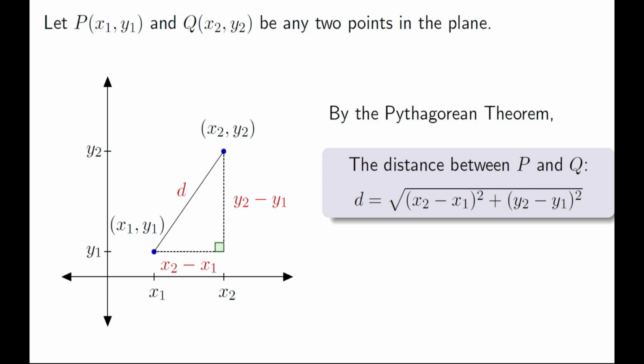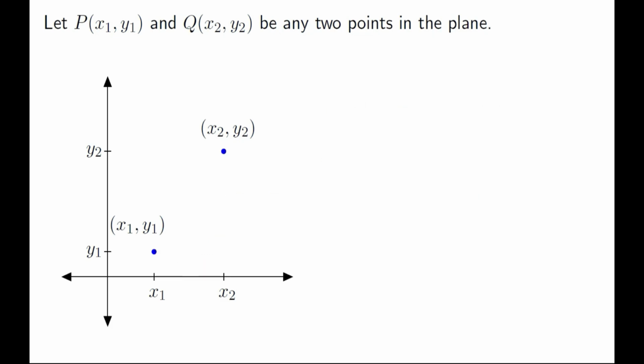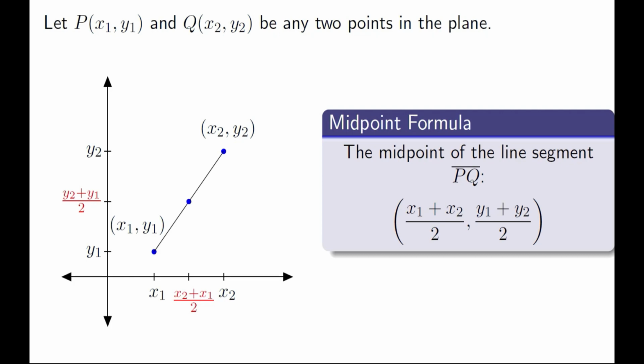Using the same Cartesian setup, we can also locate a point midway between P and Q, and that is done by adding the same components of the points divided by 2. That now defines the midpoint formula.